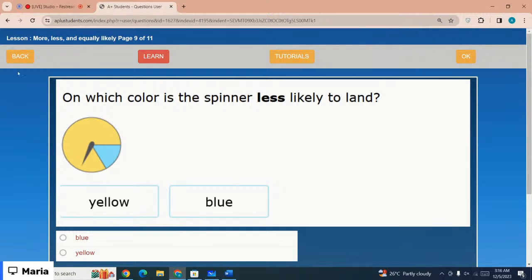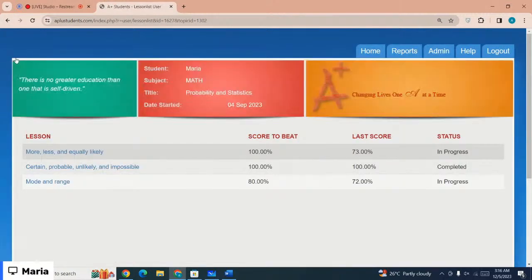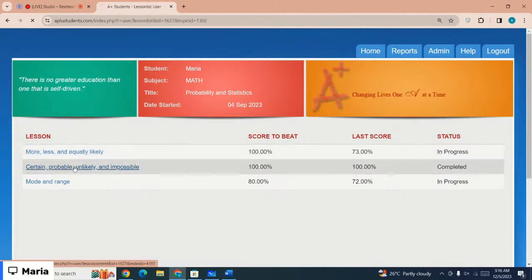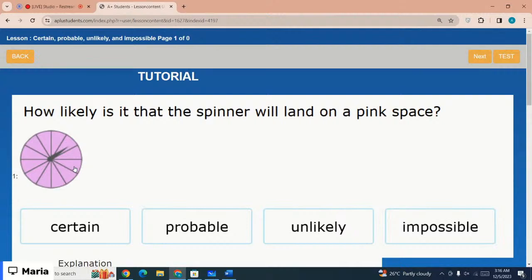Okay, you can complete the lesson by yourself later today. Let me just move on to the next lesson, and the next lesson is certain, probable, unlikely, and impossible. Let's just start with the next lesson. Okay, let's understand the concept of these words first, right? Let's start with the first example.